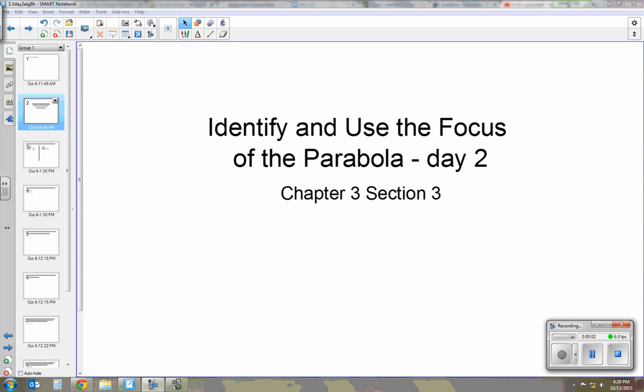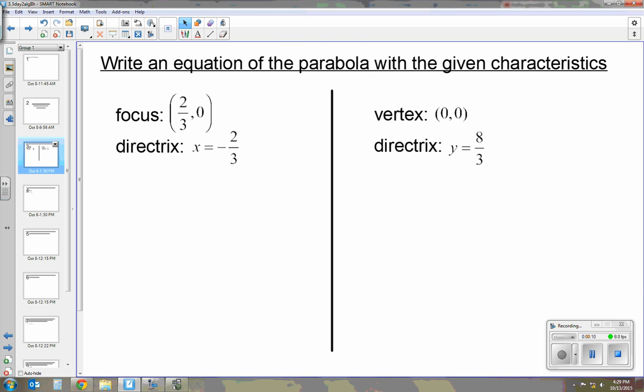Today I'm going to be talking about identifying and using the focus of the parabola. This is our second day of this section. So what we're going to be doing is writing an equation of the parabola with the given characteristics. So I give you a focus of (2/3, 0) and a directrix of x equals negative 2/3.